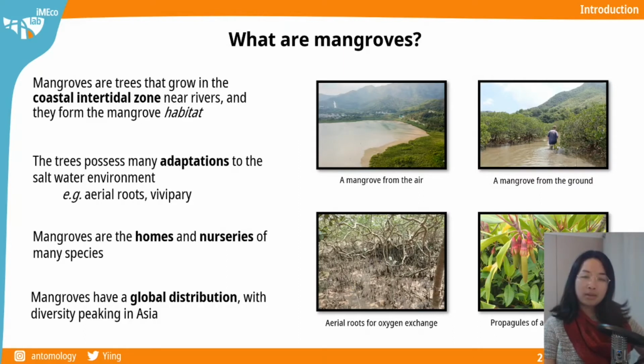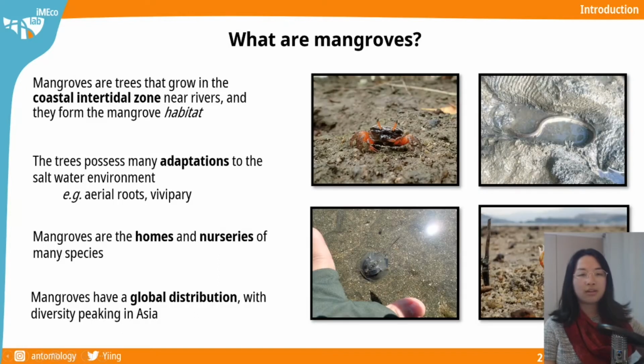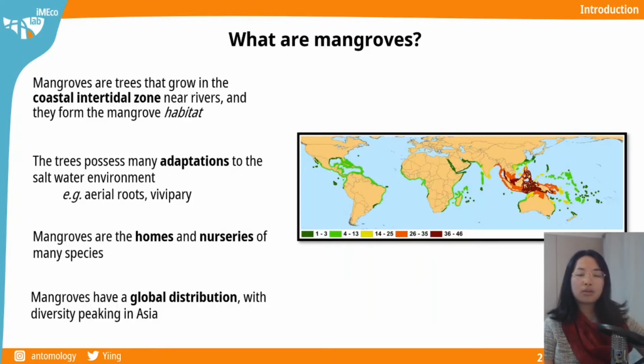And mangroves are also incredibly diverse and important habitats for many species. So here in Hong Kong there's a few important ones, including crabs, eels, snails, horseshoe crabs, mud skippers, fish, you name it. They're very diverse habitats. But mangrove trees themselves are also quite diverse. So there's more than 40 species spread out across the world, and you can see that they're spread mostly around the equator, with the peak of diversity in Asia.